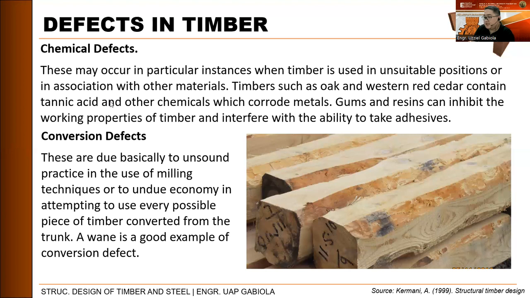Okay? So minsan, sa kagustuhan natin, circular or round or tubular yung shape ng ating timber and we want to maximize the use of every piece ng mismong timber natin, we try to use machine to cut yung mismong trunk natin. And sometimes hindi talaga siya nagiging perfect na, halimbawa rectangular yung shape. And one good example ng defect na to is yung tinatawag nating wane, no?